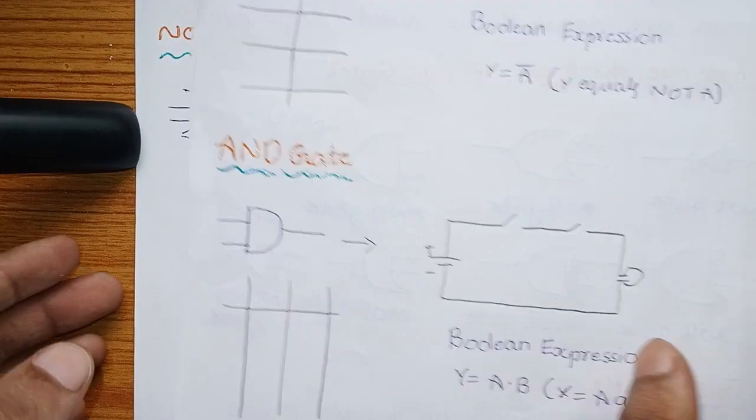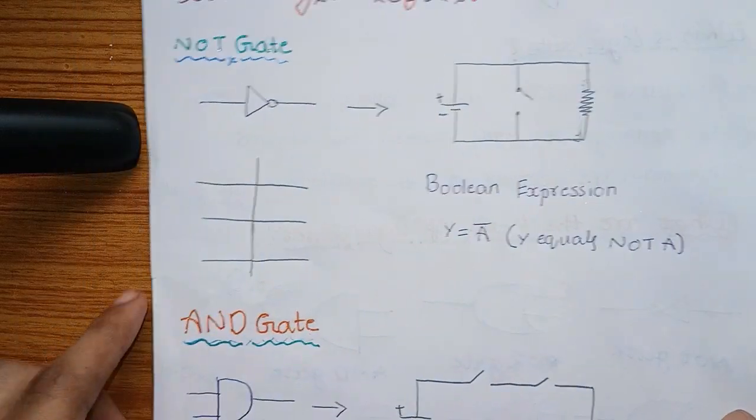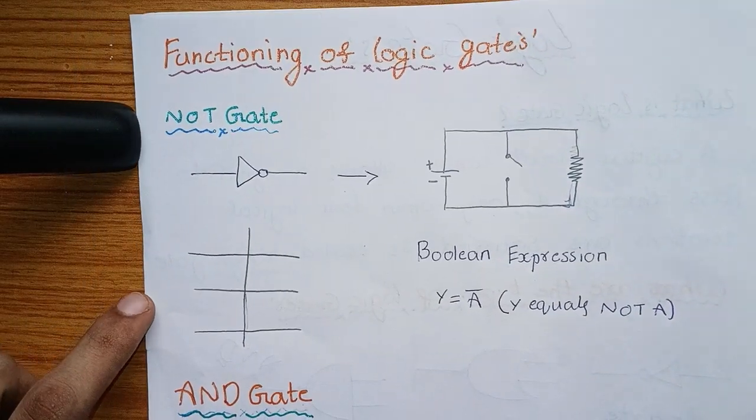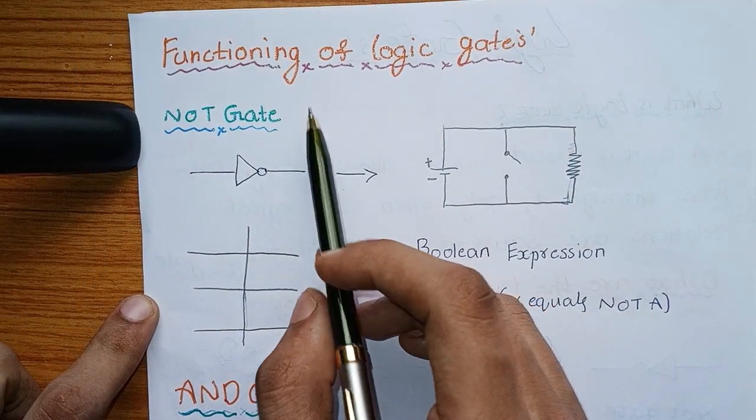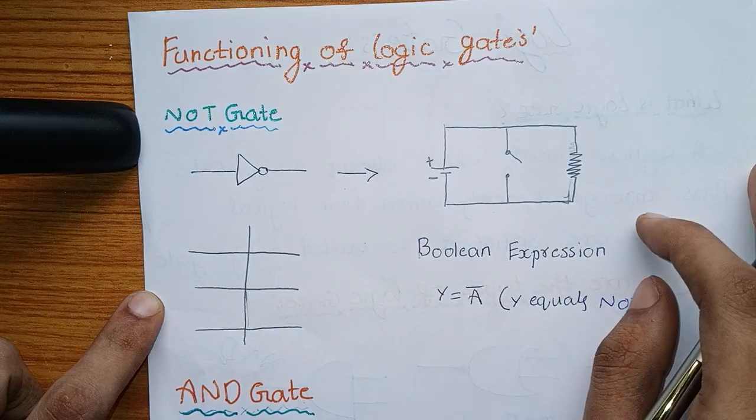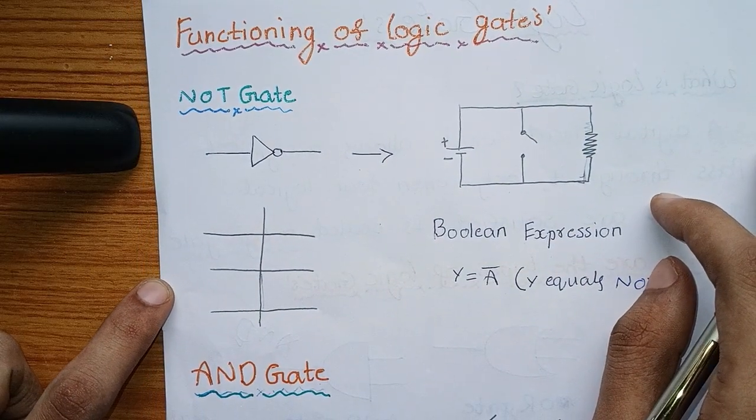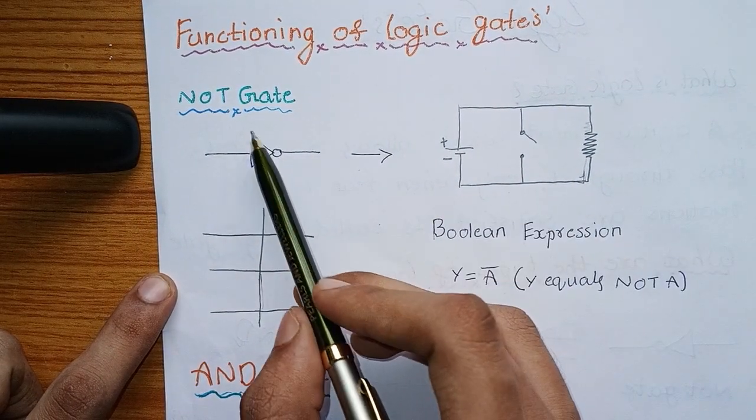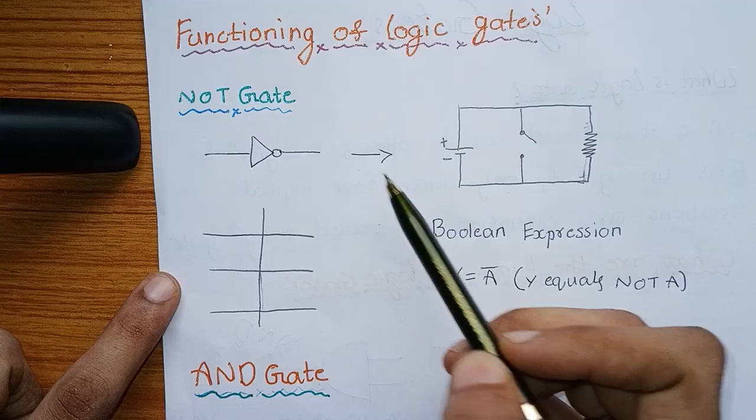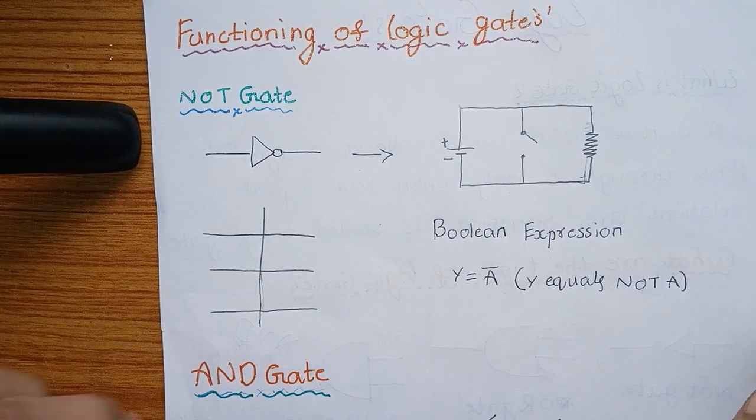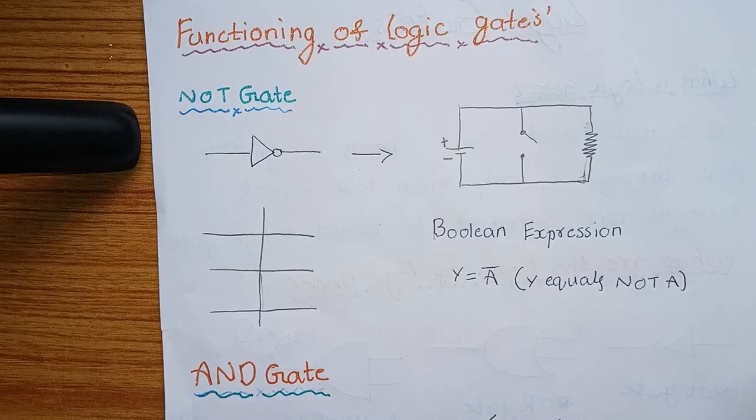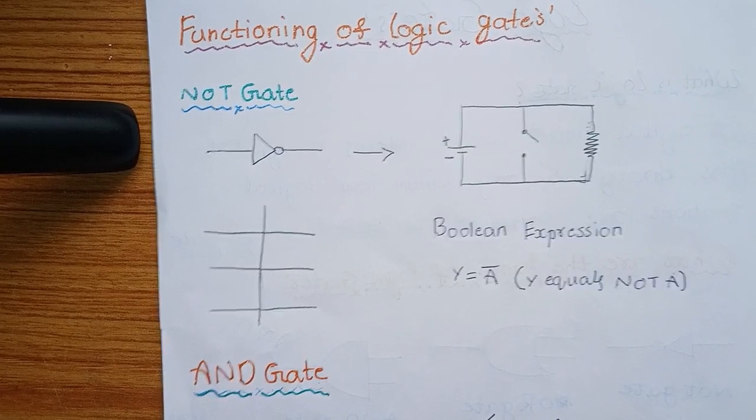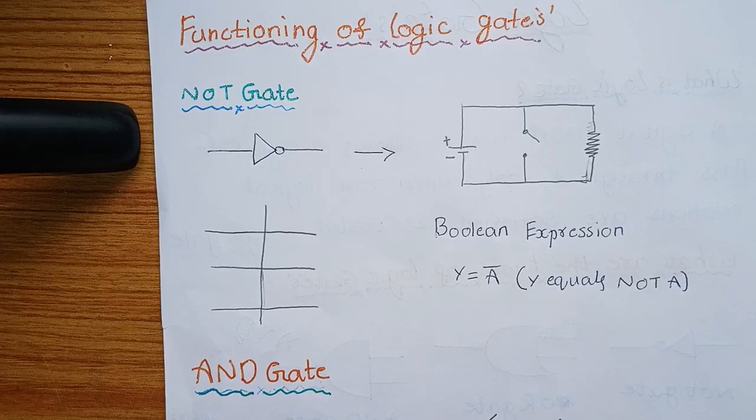Next, types of logic gates, sorry, functioning of logic gates, my mistake. First one, the NOT gate. This is the important one. Listen to it carefully and understand what I am saying. This is where we should concentrate more.